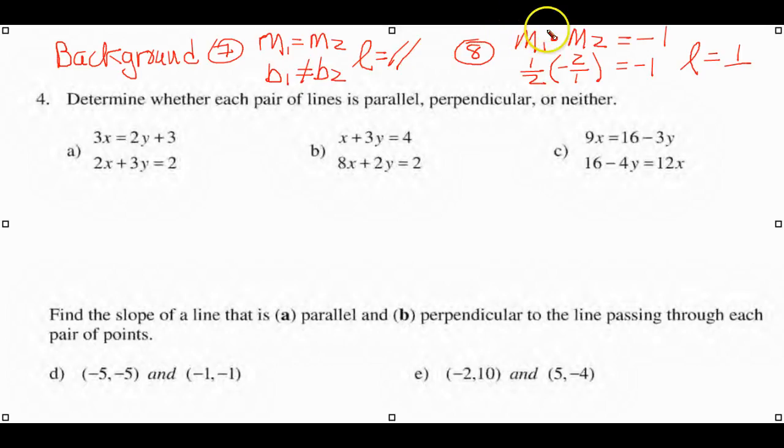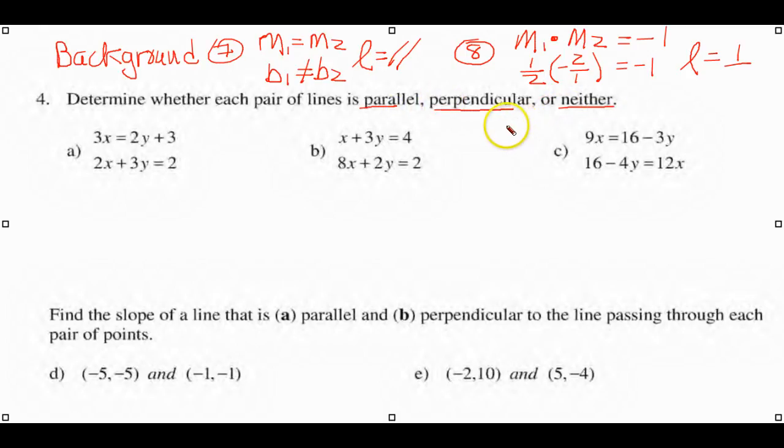Now here, if we multiply the slopes together, and the product of them is -1, such as the slope of the first being 1/2, the slope of the second being -2, multiplying these, and this is the negative reciprocal of this, you get -1, then the lines are perpendicular. So this is what they're asking us to do here. Which are parallel, which are perpendicular, which is neither.